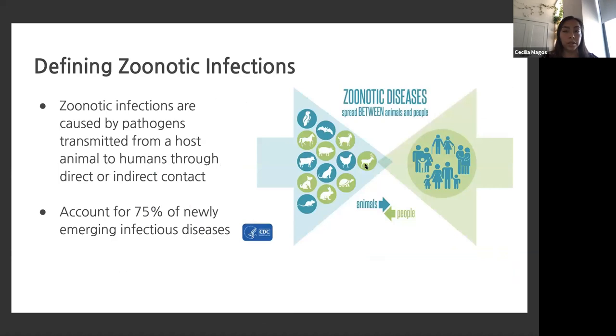I've been mentioning zoonosis and zoonotic infections, but what are they really? Zoonotic infections are caused by pathogens transmitted from a host animal to humans through direct or indirect contact. And they account for 75% of newly emerging infectious diseases from 1940 to 2004. So many of these pathogens already exist in our natural environment. However, there are several factors that are increasing our exposure and susceptibility to these infections.